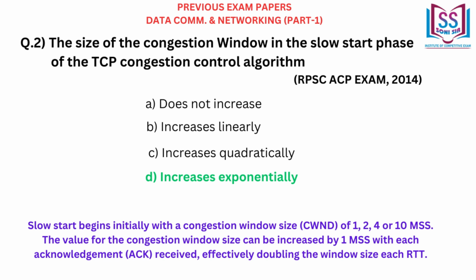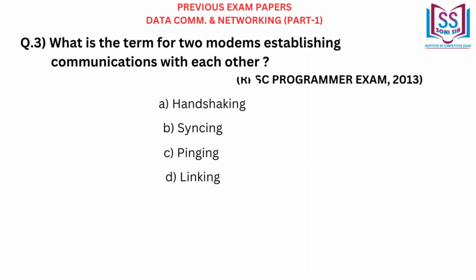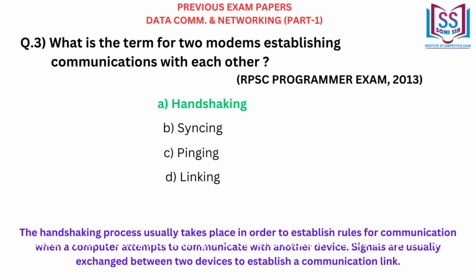The value for the congestion window size can be increased by 1 MSS with each acknowledgement received, effectively doubling the window size each RTT. What is the term for two modems establishing communications with each other? A. Handshaking. B. Syncing. C. Pinging. D. Linking. Correct answer A.